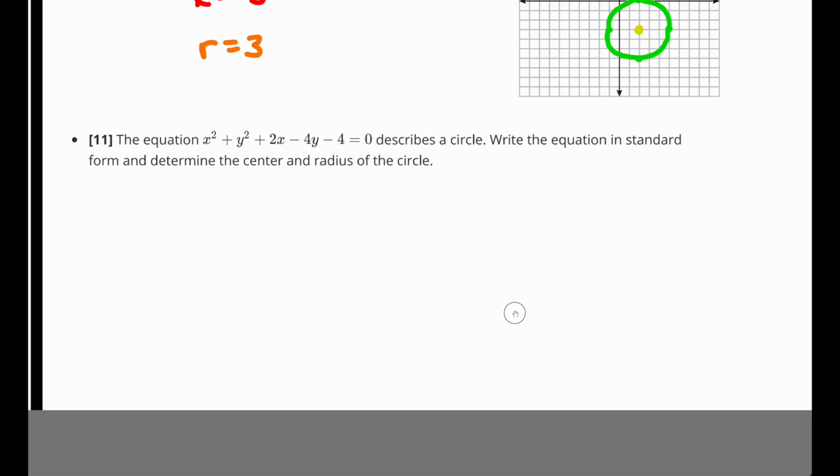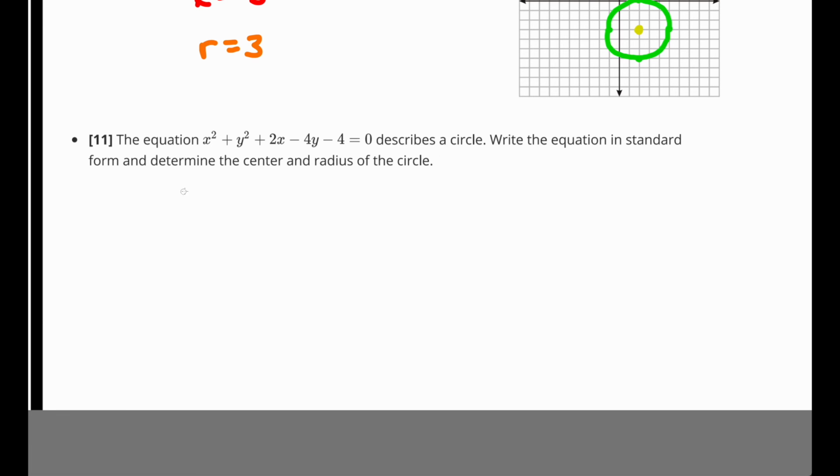Number 11 says the equation right there describes a circle. Write an equation in standard form and determine the center and radius of the circle. So to do this, we're actually going to be using the method that we went over a few videos ago about completing the square. If we complete the square on this, we'll have this in standard form. Right now it is not in standard form, it's in expanded form. This is kind of involved, so make sure you definitely pay attention, pause, rewatch this part if you need to, because this is a lot.